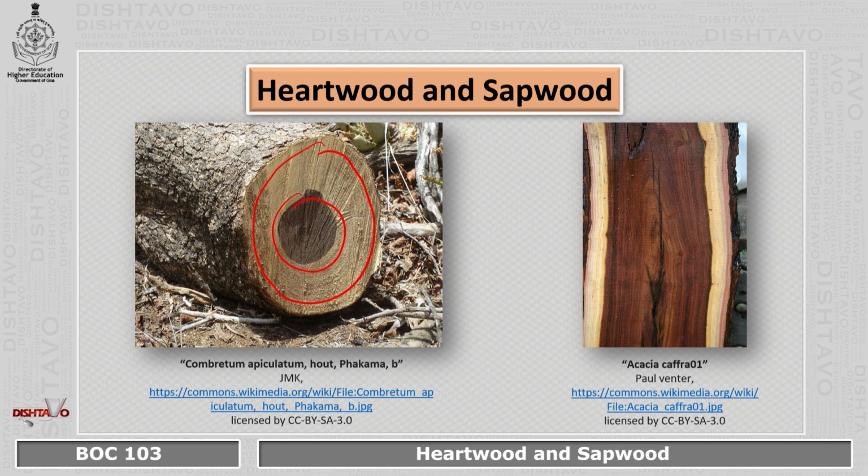Sapwood is mainly preferred for pulpwood. So these are the two main types of wood among the dicotyledons, heartwood and sapwood. So in this particular module, we have studied the two main types of wood depending upon the structural peculiarities in the dicotyledons, that is heartwood and sapwood.